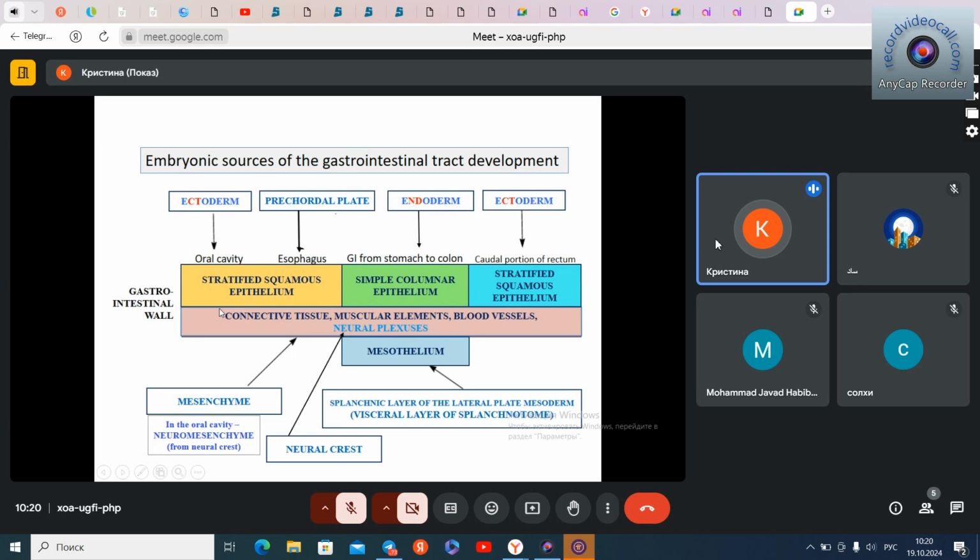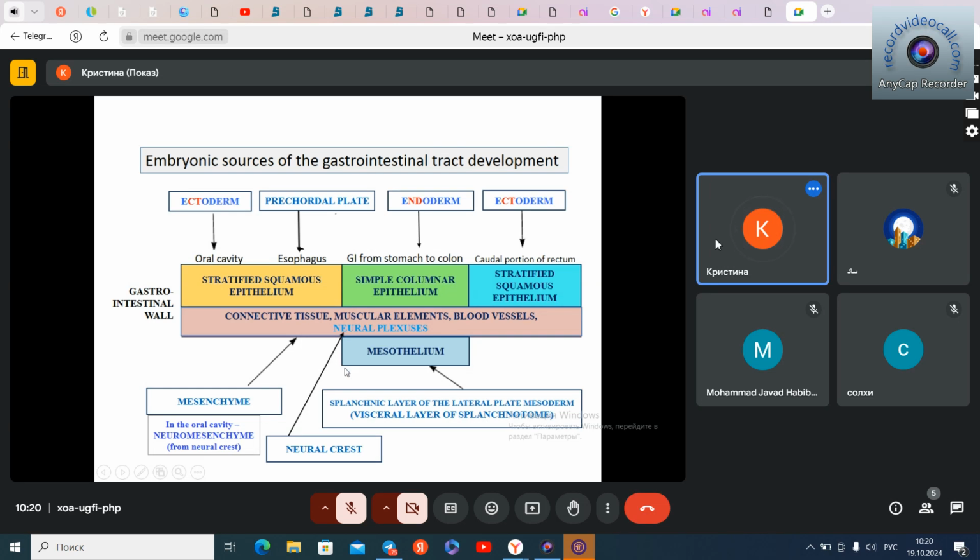Other layers of the wall of the gastrointestinal tract include tissues such as connective tissue, muscular elements, blood vessels, nerve tissue, and neural plexuses. They all derive from mesenchyme. And in the oral cavity, this is the neuromesenchyme because it derives from the neural crest.